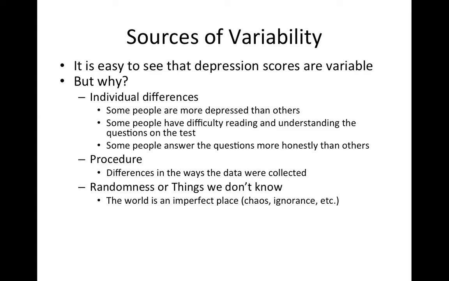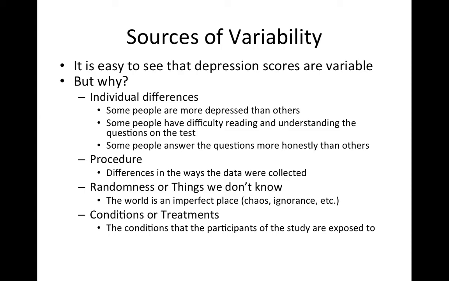The world's an imperfect place, right? There's chaos, but there's also ignorance. We don't know all of the variables that might affect a particular score. We're learning more and more, although there might be at its core some randomness, some chance to the universe. And the last major category of sources of variability is the conditions or treatments.